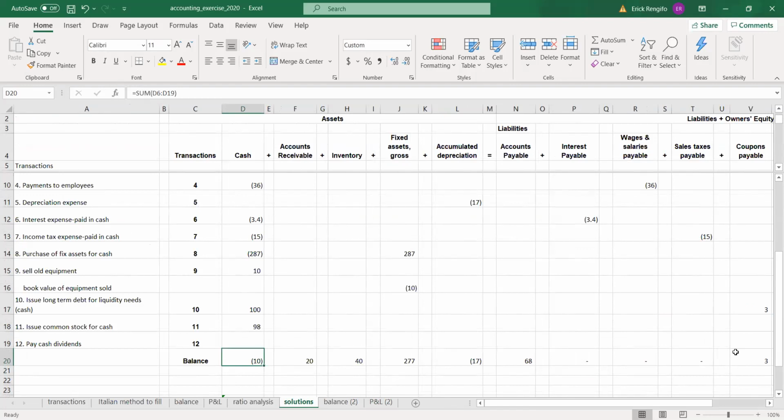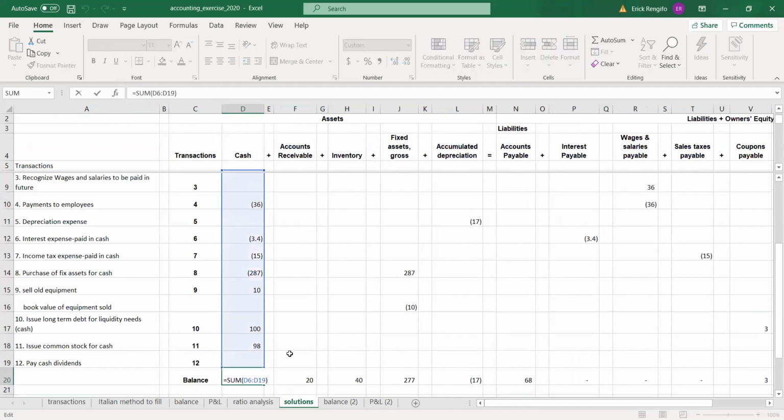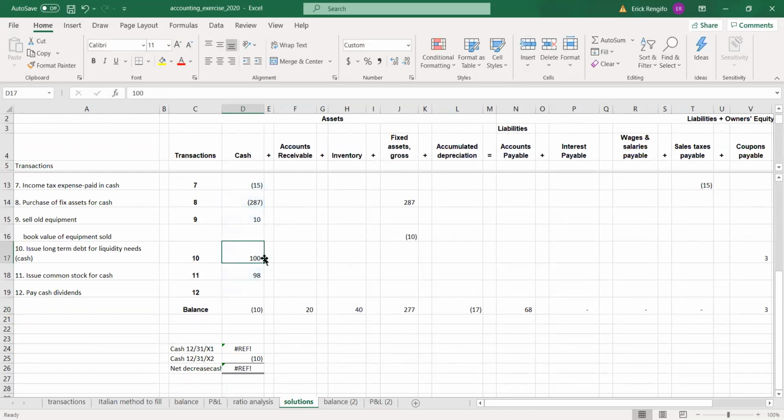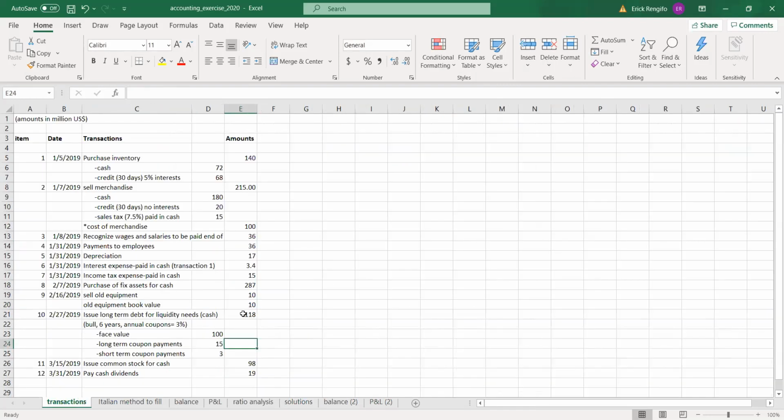Guys, do I have cash? No. I don't have cash. So that's why I was asking about my liquidity. So guys, can we change number 10? Let's change number 10 to 250. Otherwise, I will not have enough money.